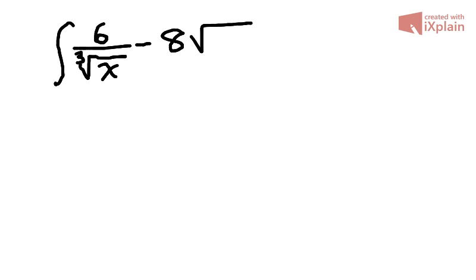And another example would be the integral of 6 over the cubic root of x minus 8 multiplied by the square root of x cubed with respect to x. As soon as we see roots, we have to rewrite them as powers of x with fractional exponents. So we're not integrating yet, we're just doing some manipulation here, rewriting the expression.